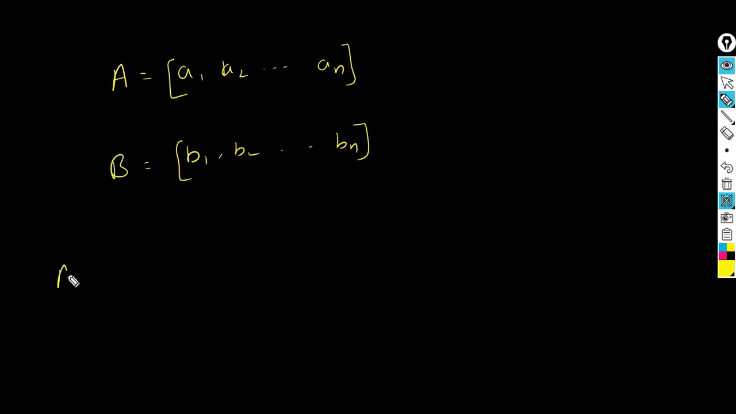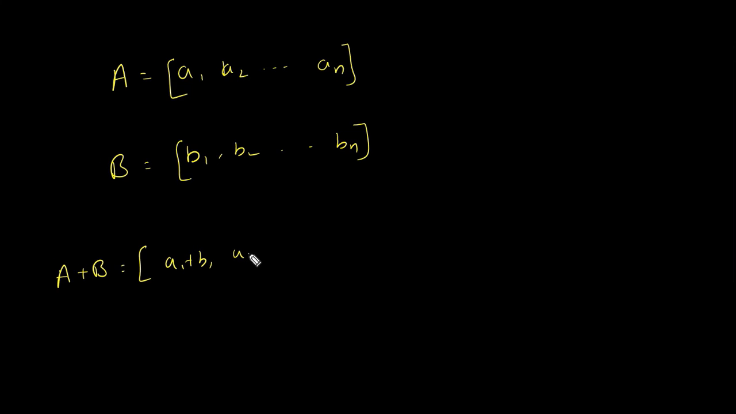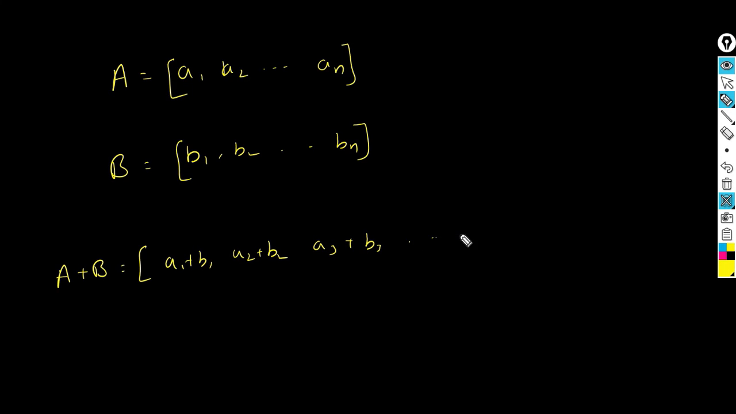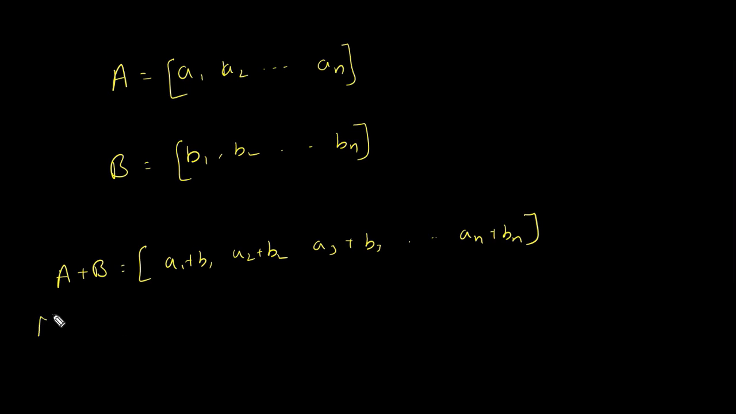By adding these two vectors, a plus b, we will simply get a1 plus b1, a2 plus b2, a3 plus b3, and so on, an plus bn. This is the basic addition. This is how we can add these two vectors. Now let's see the multiplication.